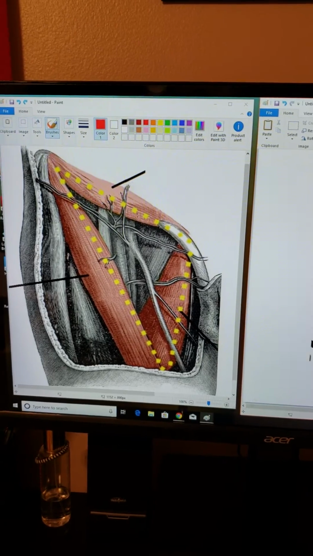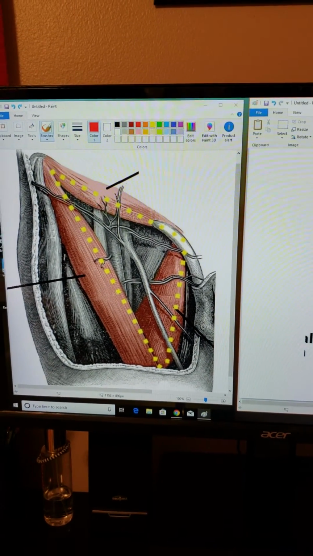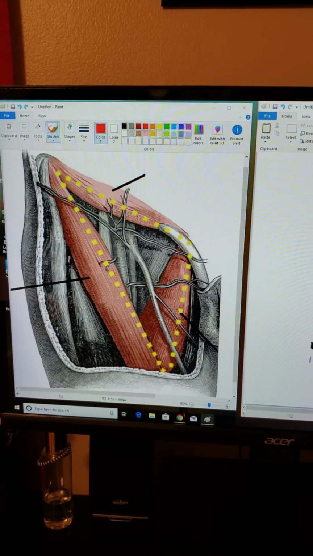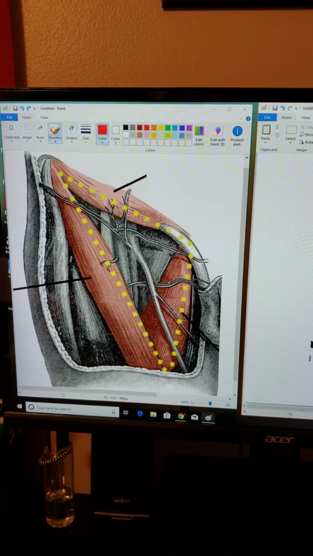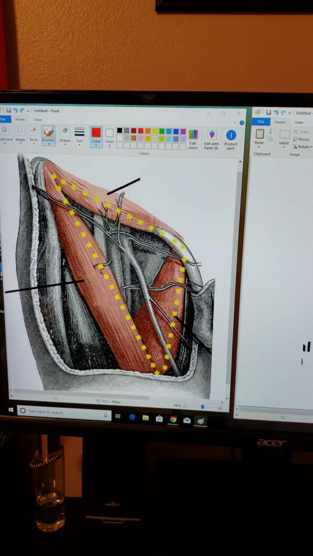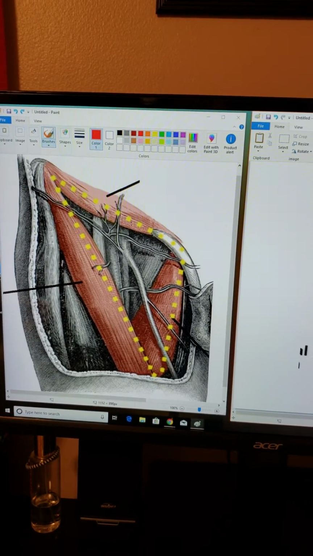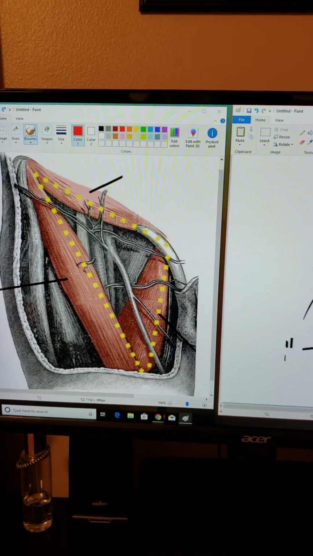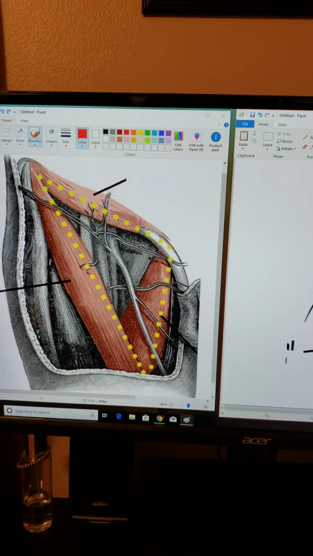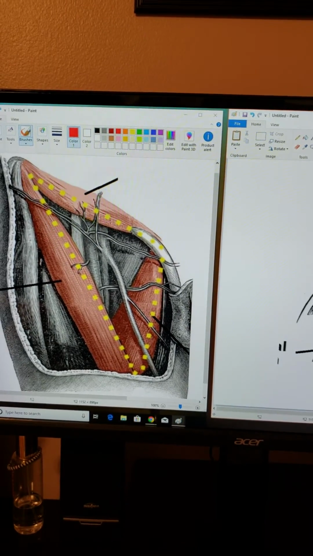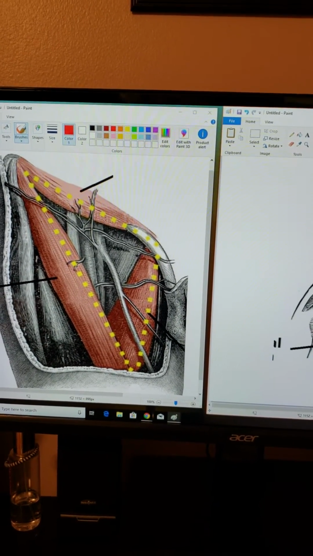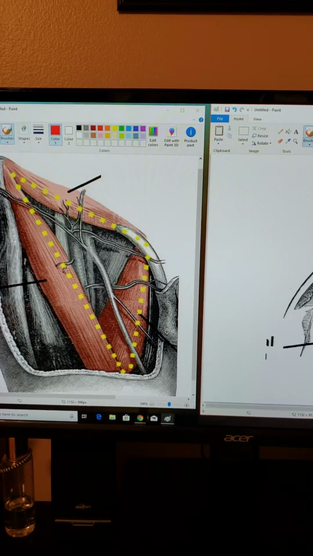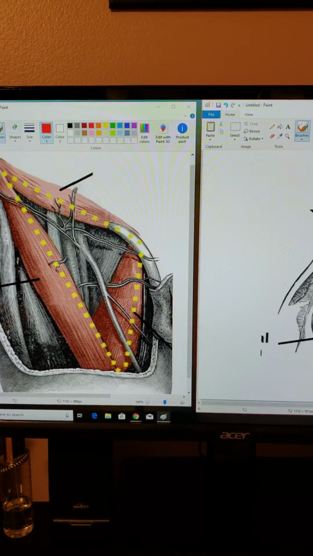Our lateral border is formed by the sartorius muscle, the medial portion of it. And then our medial border is formed by the adductor longus muscle, the medial border of that muscle. It also forms part of the base of the triangle. So the complete base would be the adductor longus, the iliopsoas, and the pectineus muscles. And then the roof of the triangle would be formed by fascia lata.